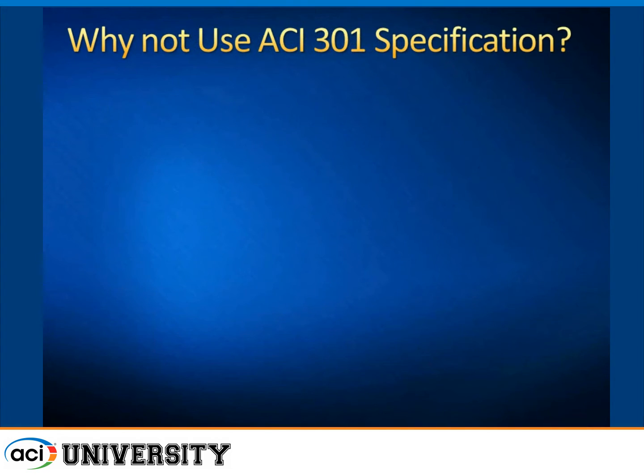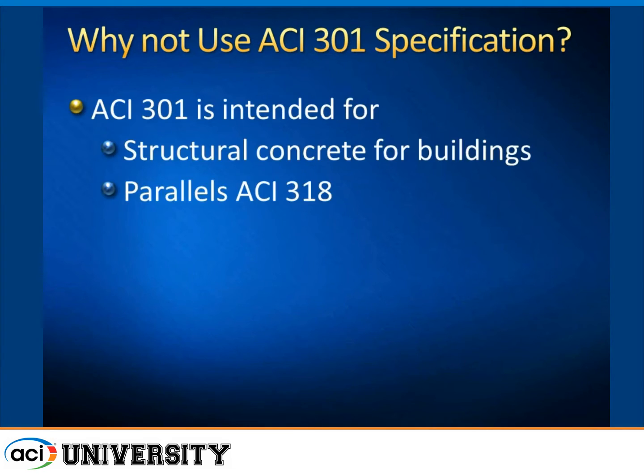So then people say, okay, well, 301's out there. Why don't you use an ACI 301 specification? Why does 350 think they're so special that they have to have their own? And so you look at it. What's 301 for? If you look at the title, it's a specification for structural concrete. But when you go through it, if you really read it, it's for buildings, predominantly. And it parallels ACI 318.